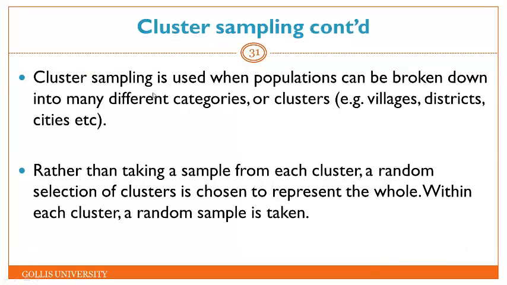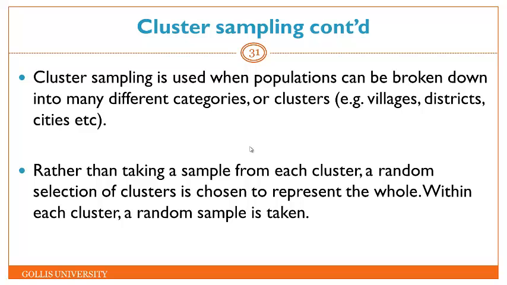Cluster sampling is used when populations can be broken down into many different categories or clusters, for example, villages, districts, cities, etc. Then rather than taking a sample from each cluster, a random selection of clusters is chosen to represent the whole, and within each cluster a random sample is taken. So in the cluster method, it means that you're going to take the whole cluster, for example, a village. Then from that particular village, you can select your sample from it.